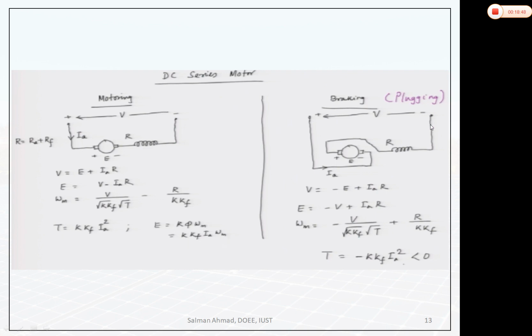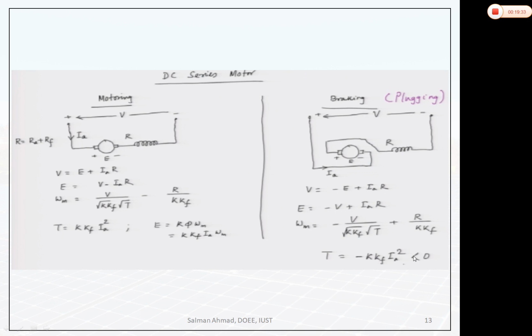In plugging, what we do is reverse the connection of the armature circuit. So back EMF is becoming negative now. So V is equal to minus E plus IA into R. If we take E this side and V this side, E will become minus V plus IA into R. We substitute E as K KF IA omega M, and IA as root T upon under root K KF. Substituting here, in the plugging condition we get the speed torque equation like this. Torque is nothing but minus K KF IA square, so in plugging, torque is negative.